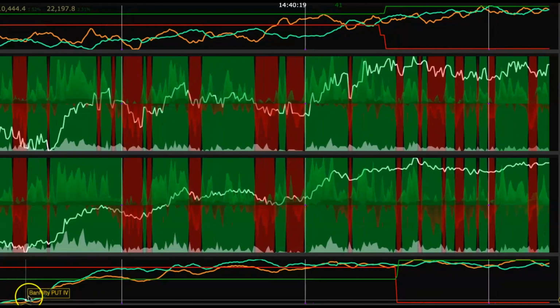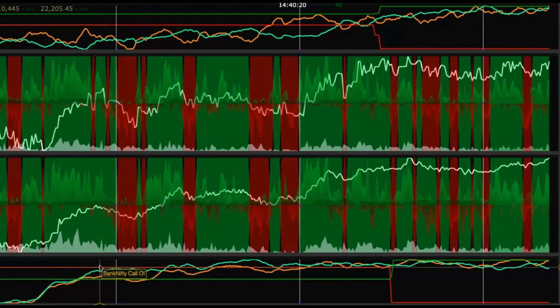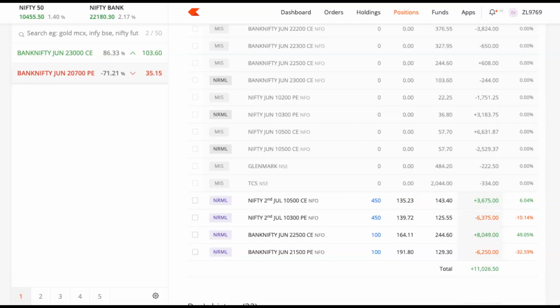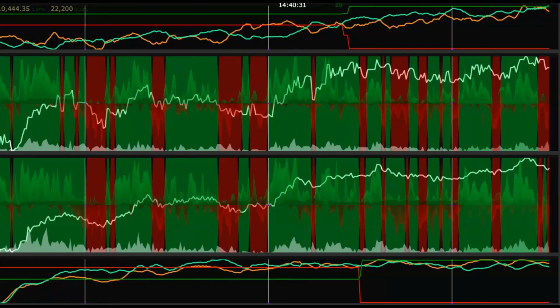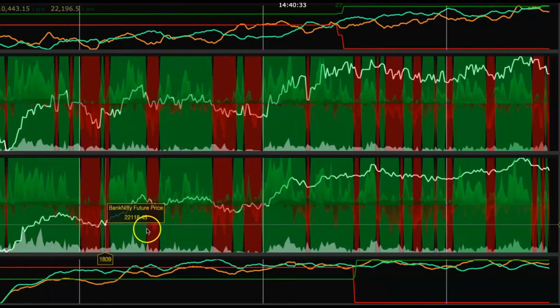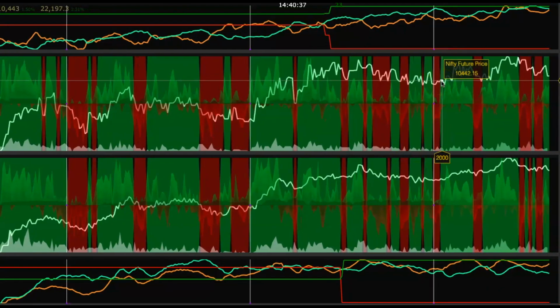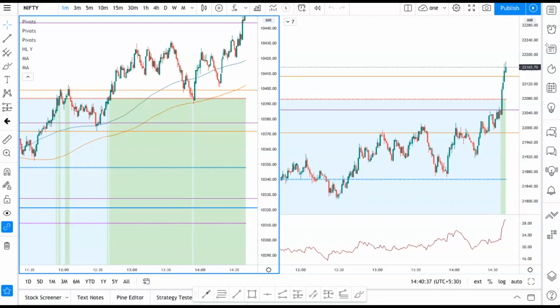We can see that put IV is starting to increase, and my profit is also increasing here. If the IV is falling, you can see on the right side the IV is falling. So that is why my profit is also reducing, because it is option buying. So in option buying, it is better to book the profit.